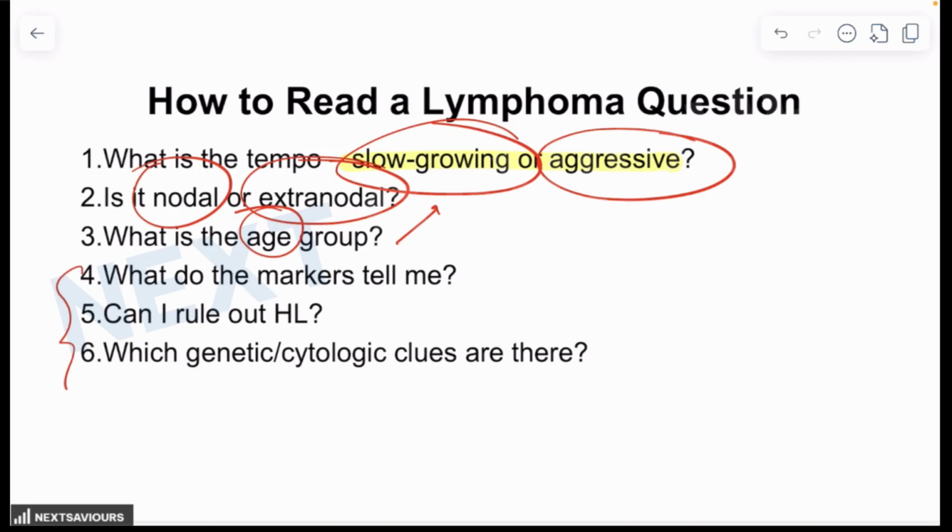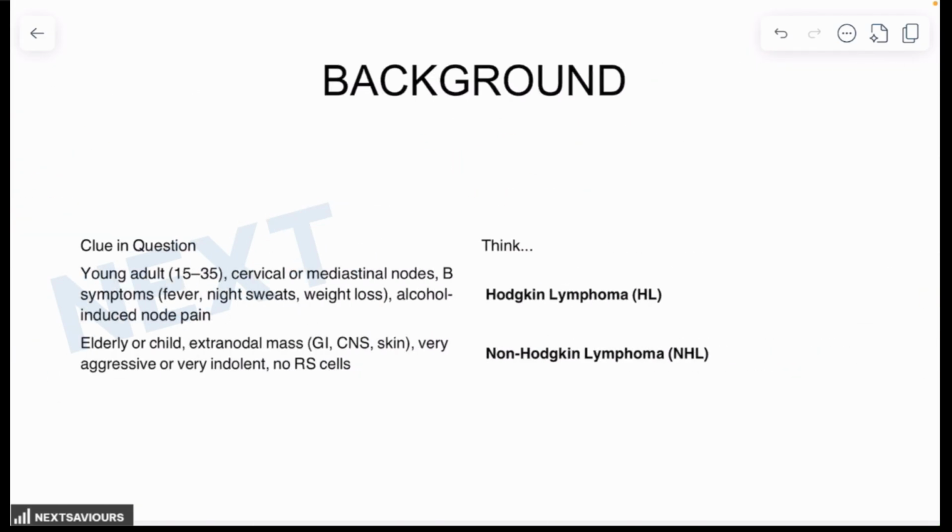Next, once you deal with these first two lines of the question, then ultimately you have to reach the correct answer, and that correct answer is going to be specifically identified on the histopathological image, if at all is given, the cytogenetic translocations, or the immunohistochemical markers. So let's start with the background.